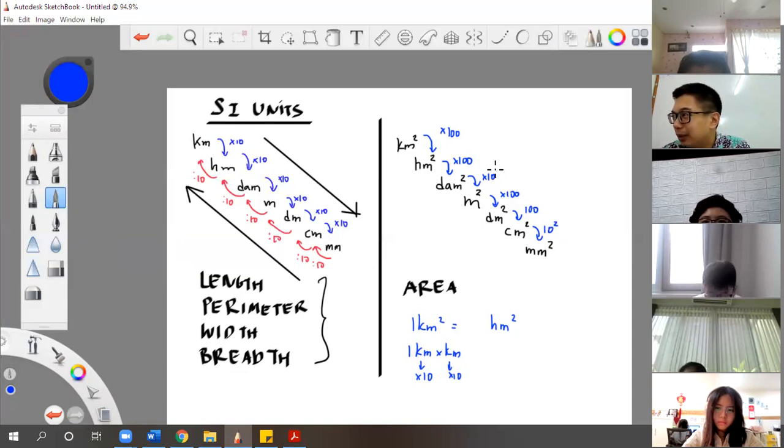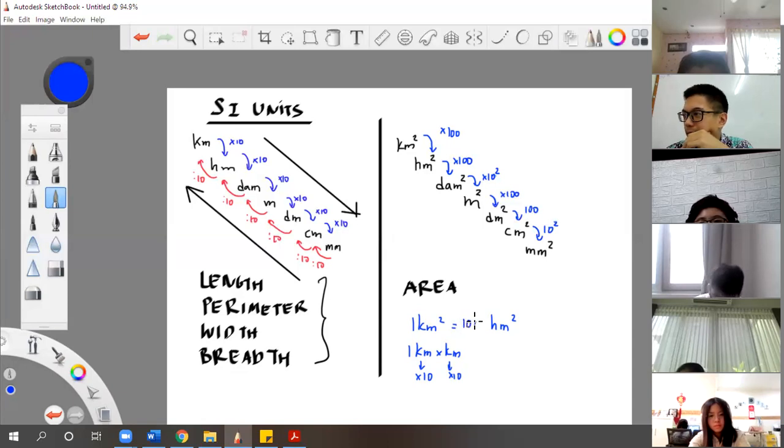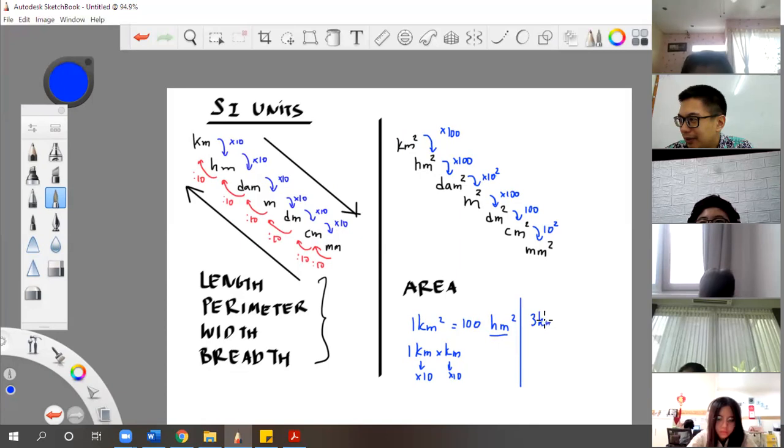Yes, Amy? If 1 kilometer square times a hundred, do we convert the kilometer square, if we want hectometer square, so it just stops at this, right? From kilometer square to hectometer square, you need to go down by 1. But as you ask, how about 3 kilometer square equals something meter square? That's what you mean, right?